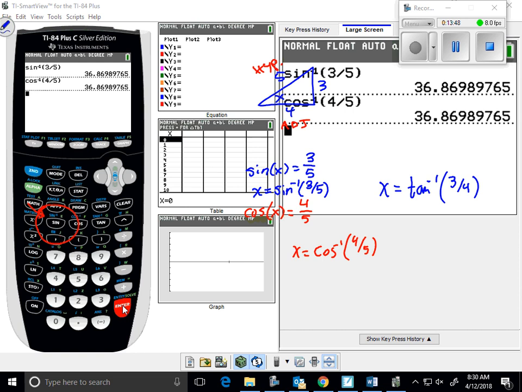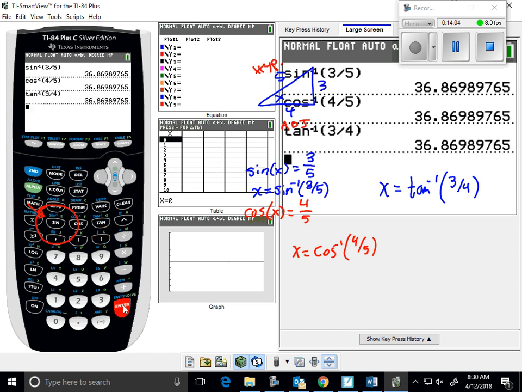What should the inverse tangent of 3/4 equal? It should be the same. It should give you the exact same angle. In all cases, you get the same measure because they're the same triangle ratios. It finds you the angle measure in that way.